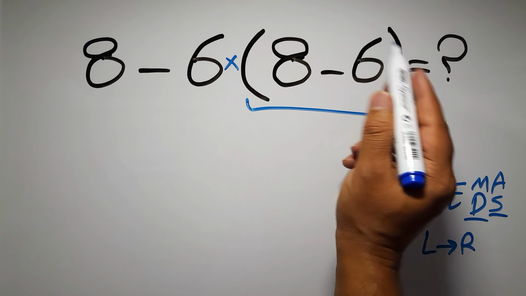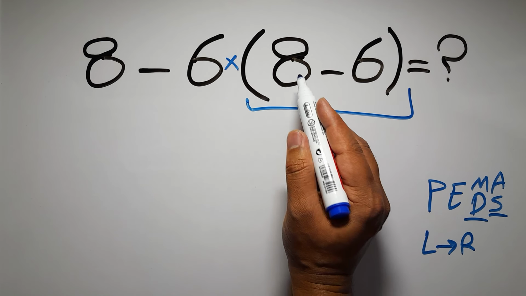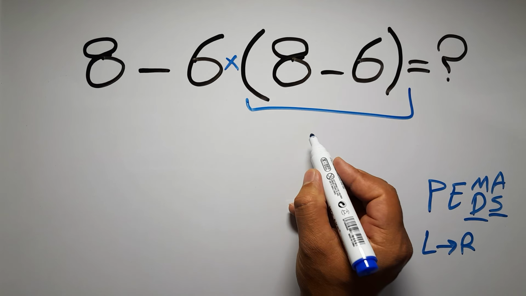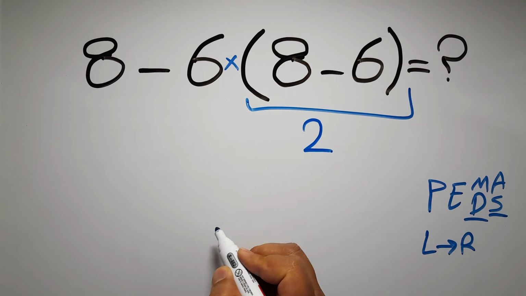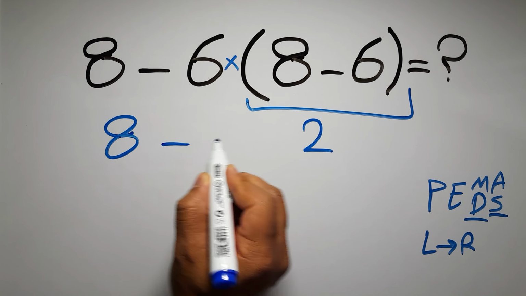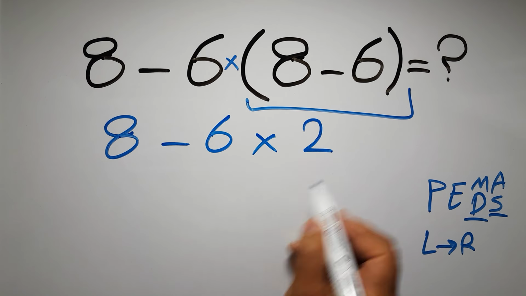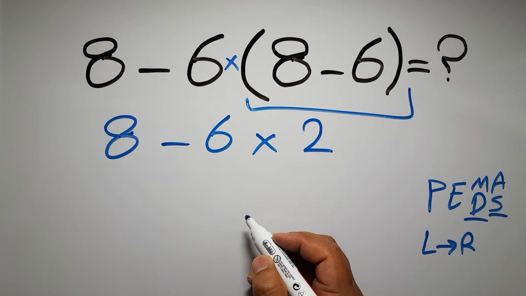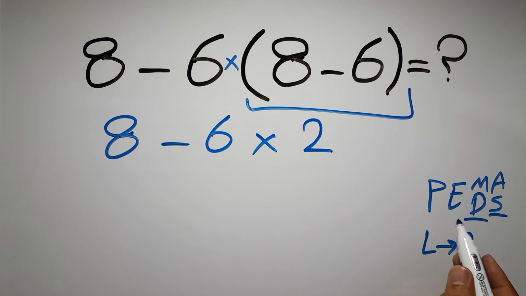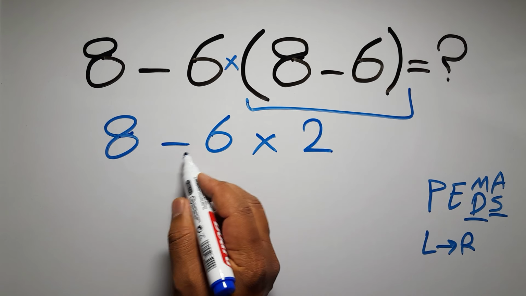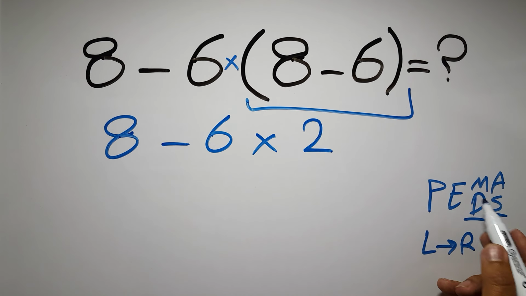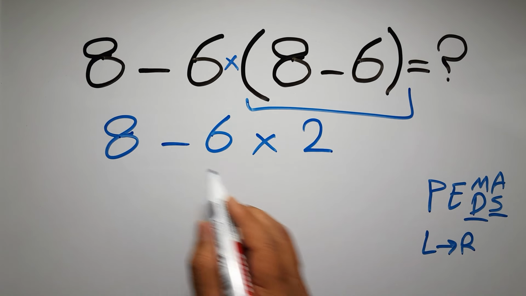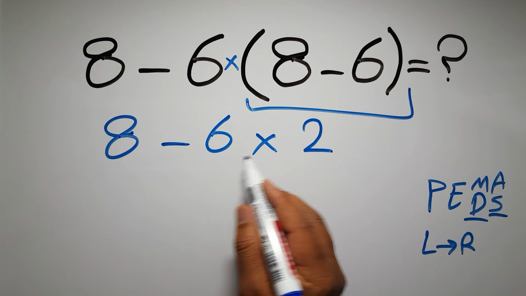So first this parenthesis. Inside this parenthesis we have 8 minus 6, which equals 2. So 8 minus 6 times 2. Now we have one subtraction and one multiplication. According to the PEMDAS, multiplication has higher priority than subtraction, because multiplication comes before subtraction. So here first we have to do this multiplication.